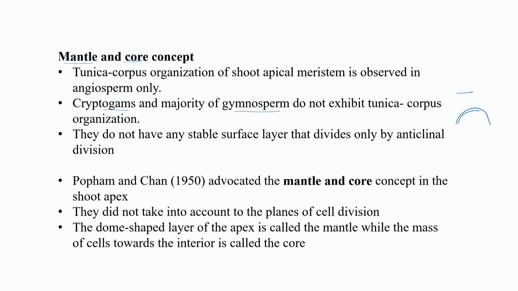They do not show a surface layer which is dividing by anticlinal division. So if it is not dividing, we cannot say it is tunica according to tunica corpus theory, and therefore we cannot differentiate them into different layers. So Popham and Chan gave this mantle core concept. In this, they considered that all the cells which are present on the surface are known as mantle, means a sheet of cells present on the surface is mantle, and the rest forms the core. So here the plane of division is also not considered.